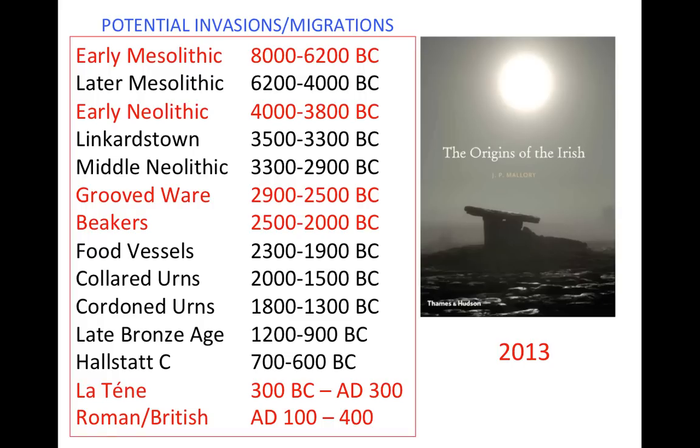Now, when I wrote my book in 2013, I tried to indicate a hit list of potential invasions that may have occurred throughout Irish prehistory, from the early Mesolithic down to the Romano-British period. And the more serious invasions or migrations are indicated there in red. So you would have the early Mesolithic, the initial settlement of Ireland, the early Neolithic, the bringing of farming, Grooved Ware, a period around 3000 BC when basically a cultural horizon that may very well have emanated in northern Scotland spread right across Britain and Ireland. The Beakers, who we'll hear much more about a little bit later on, the La Tène, the Iron Age culture that is associated with Celtic art, if you can use that word, on the continent, and then of course Romano-British.